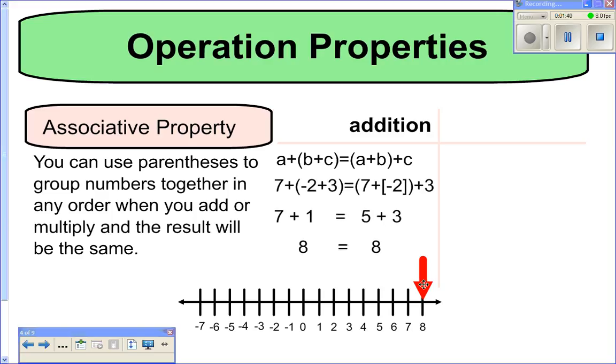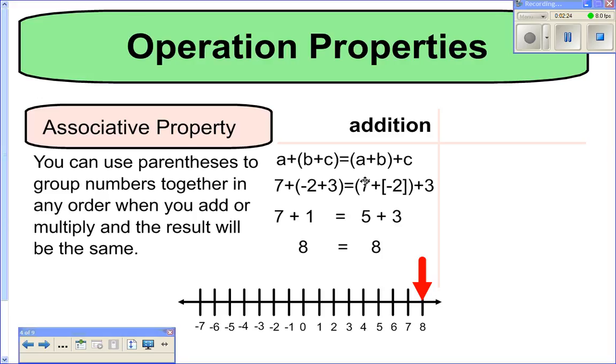If we were to add 7 plus -2 plus 3, it shouldn't matter in what order we add them. Let's first add -2 plus 3. If we start at -2 on our number line and we add 3, 1, 2, 3, we'll end up at 1. -2 plus 3 is +1. Now we'll add that first number 7. So 1 plus 7, at 1 we'll add 1, 2, 3, 4, 5, 6, and 7, and we'll end up at 8.